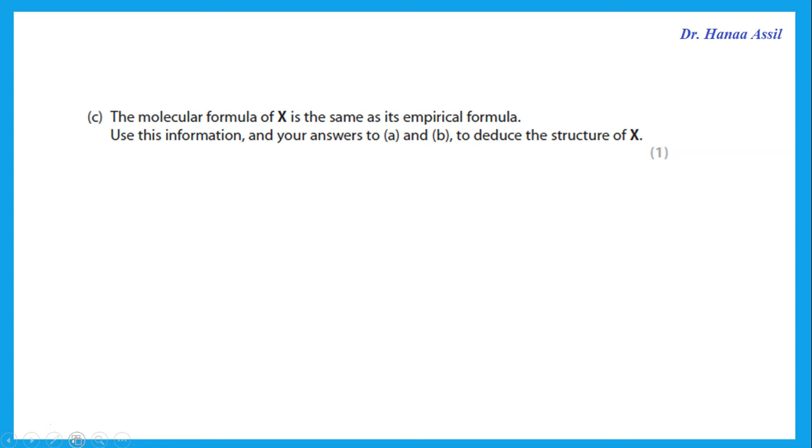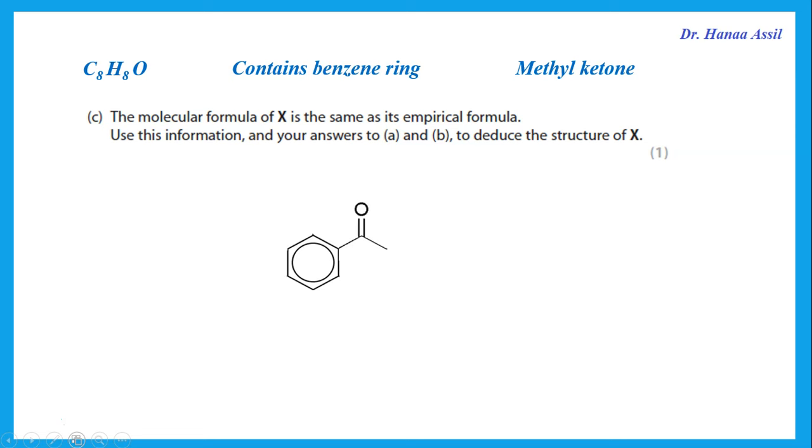What do we know about X so far? We found that its formula is C8H8O, and we're told that is the molecular formula. We found that it contains a benzene ring because it burns with a very smoky flame. It has a methyl ketone group. It has a total of 8 carbons, so the benzene ring alone is 6, so I have 2 more, and that contains a carbonyl with a methyl group.